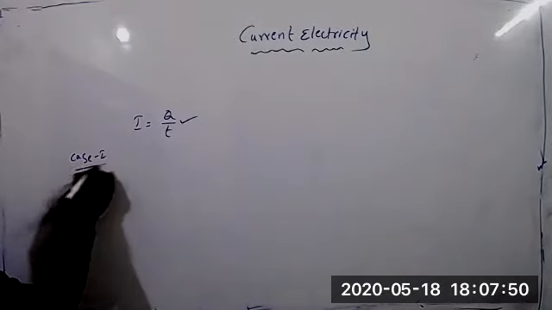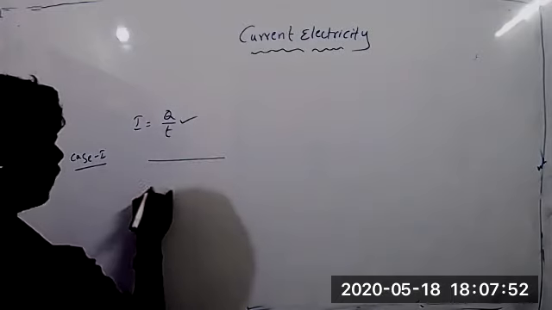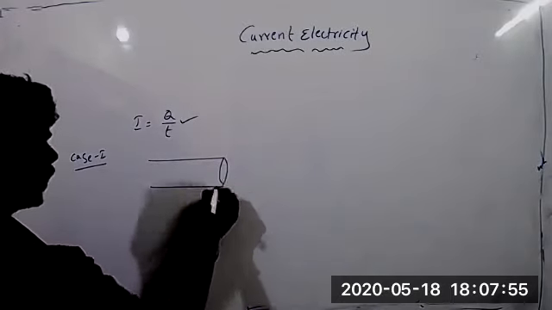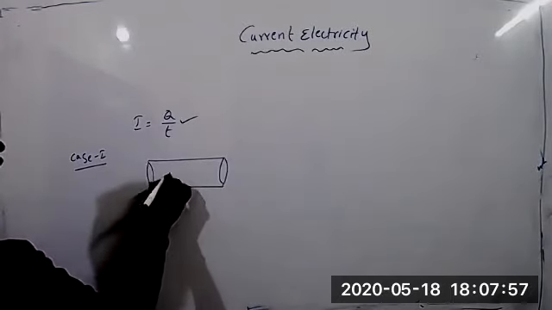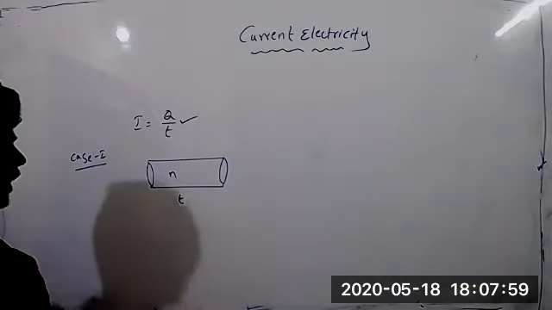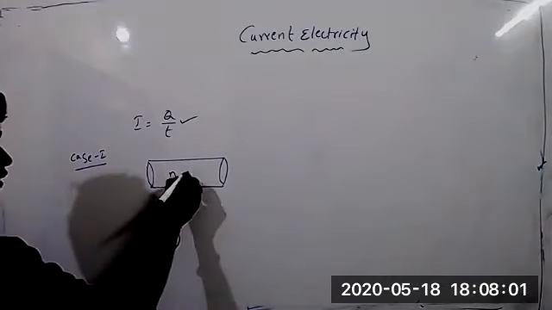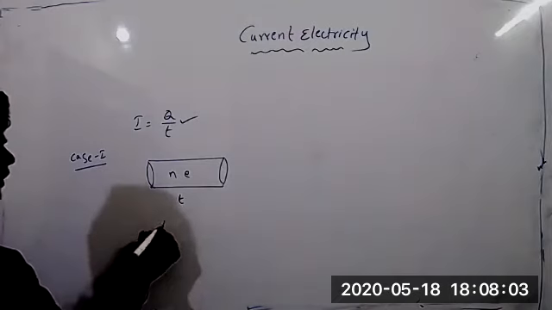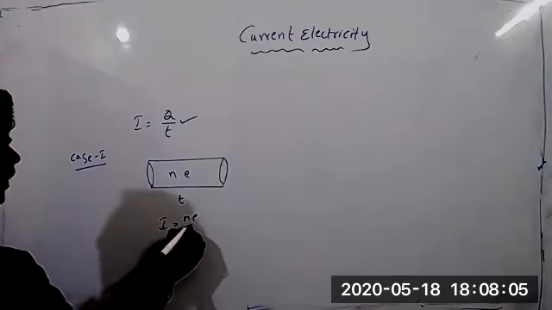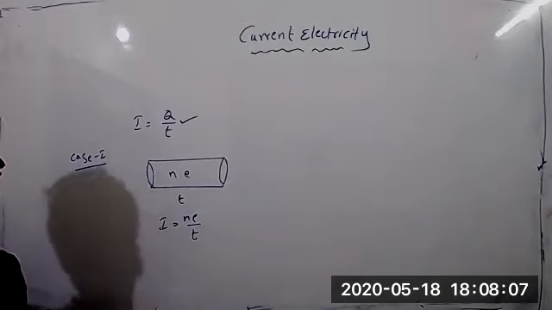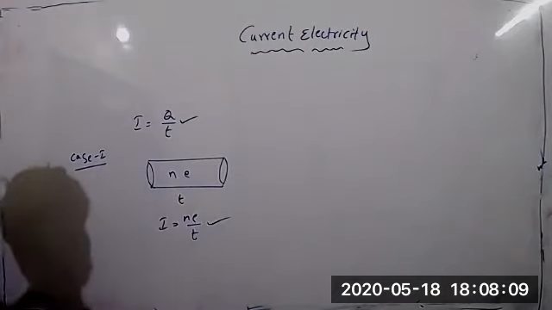Case 1. They have given a conductor. In that conductor, N number of electrons are flowing in t seconds. To calculate current, I is equal to Ne by t. We know that, and we can calculate it.